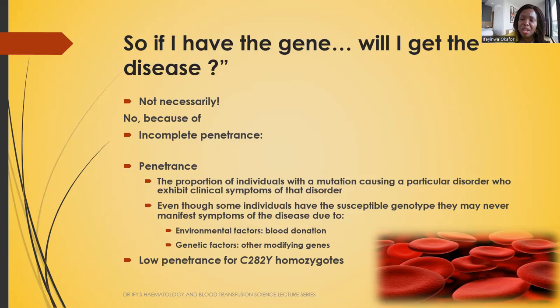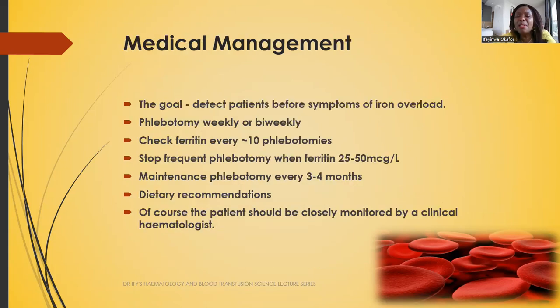Then you have genetic factors or other modifying genes that can also make an individual, even though they have the susceptible gene, never develop the disease proper. Management of hereditary hemochromatosis. How is it managed? Remember, the goal is to detect patients before symptoms of iron overload. Because most times, once you have the classic triad symptoms like cirrhosis, hepatic damage, pancreatic damage, hyperpigmentation, organ damage may have occurred and reversal may be impossible.